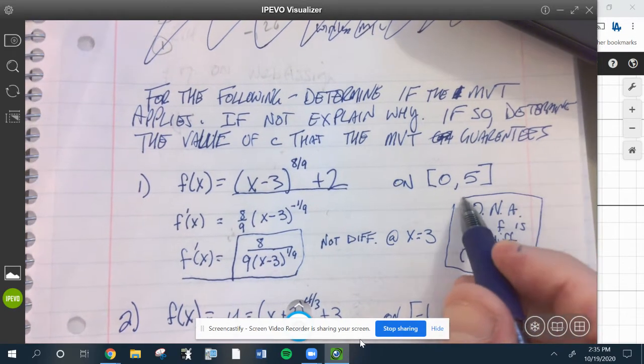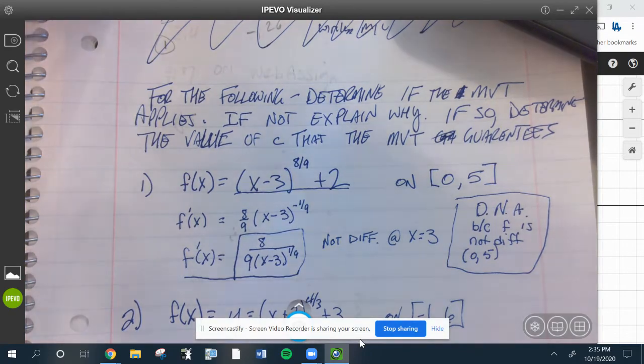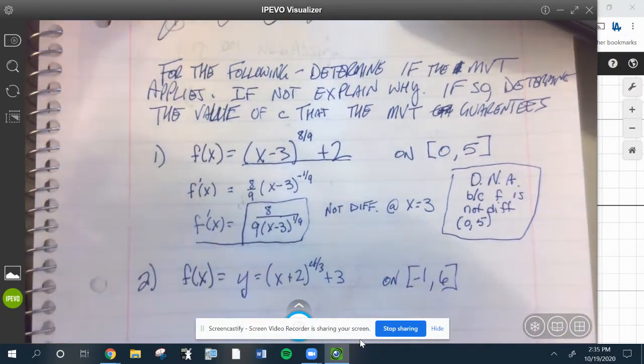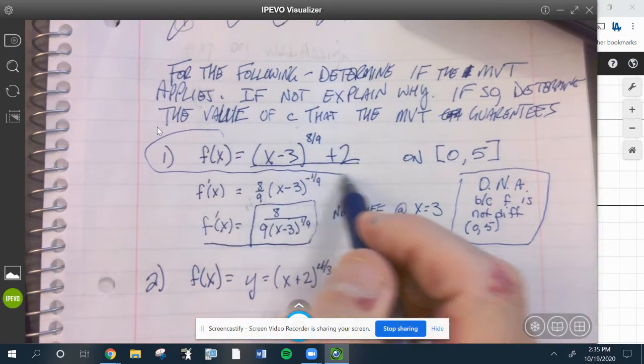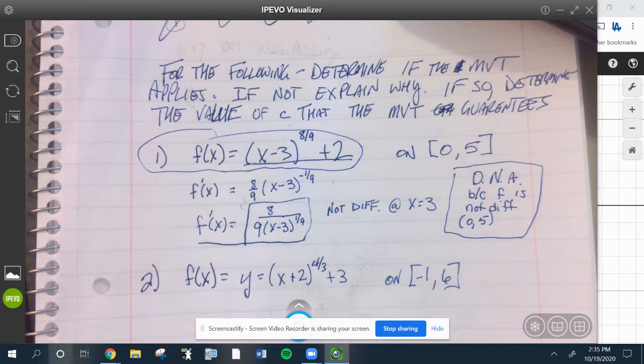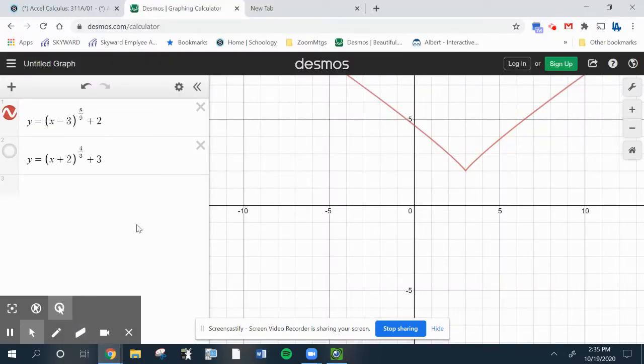So that's that one. Doesn't apply, it's not differentiable. Oh wait, I want to show you this. See this function? This won't take long because I already did it. Let's look at the graph quickly right here. Ignore that one. The top function is what we're looking at. You see at 3 right here, there's a corner. So graphically, we know that also means not differentiable. So it's not too surprising that we determined it wasn't differentiable at 3, because the graph has a corner.